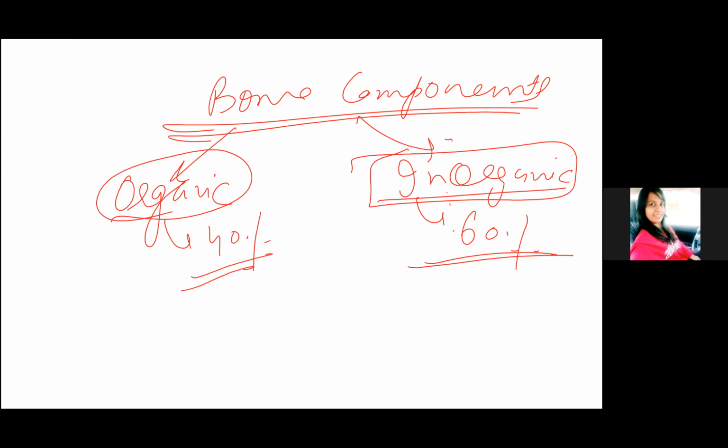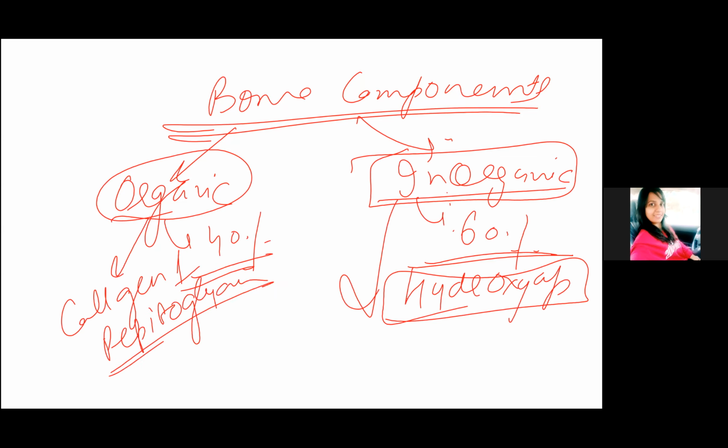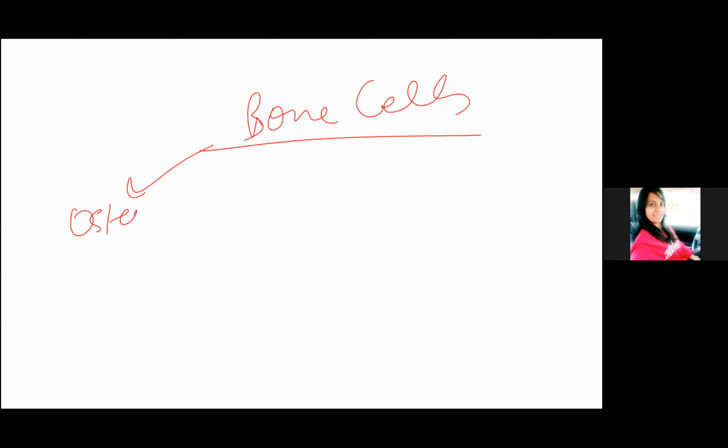Inorganic is a longer word, so it will have hydroxyapatite. In the organic component, we have collagen 1 and proteoglycan, and we also have bone cells. Bone cells like we have osteoclast, we have osteoblast, and we have the osteocytes.